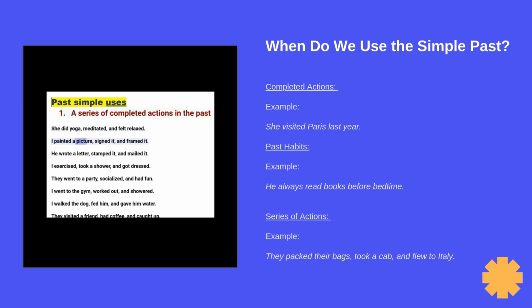For instance, she visited Paris last year. Tells us about a specific completed trip. Past habits are also expressed in the past tense, like he always read books before bedtime. When narrating a sequence of actions, use the simple past to indicate the order, such as they packed their bags, took a cab, and flew to Italy.